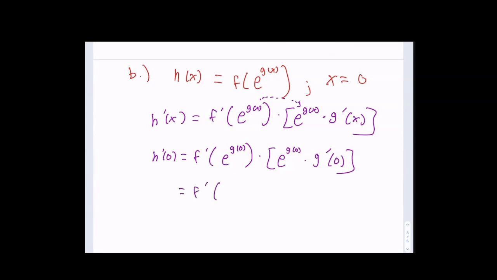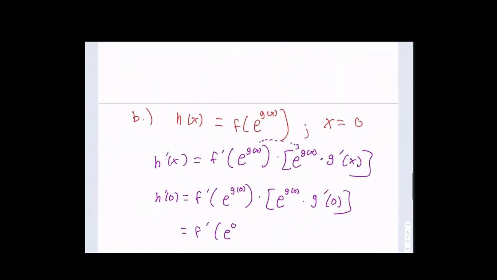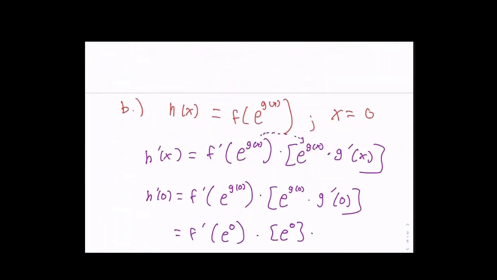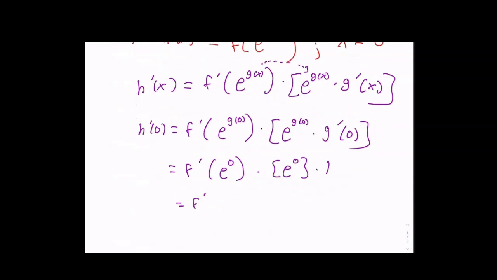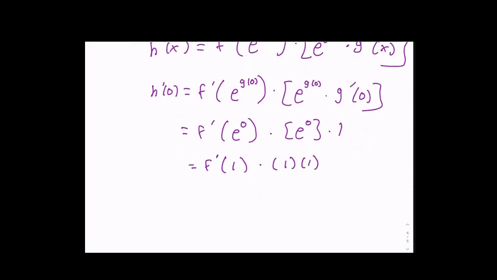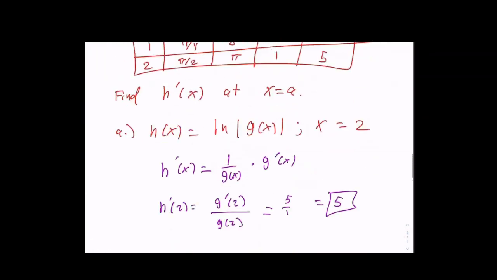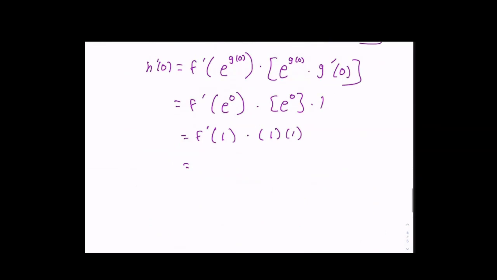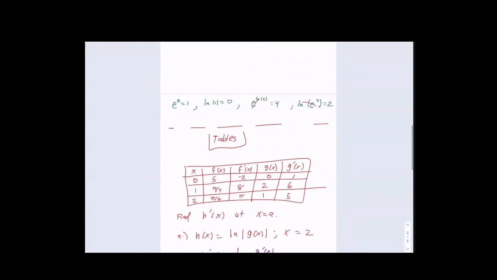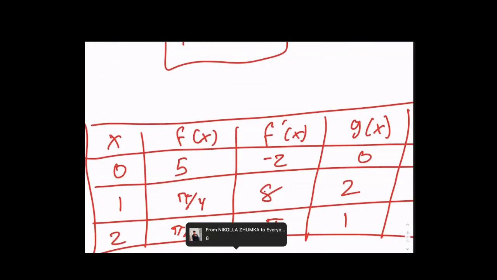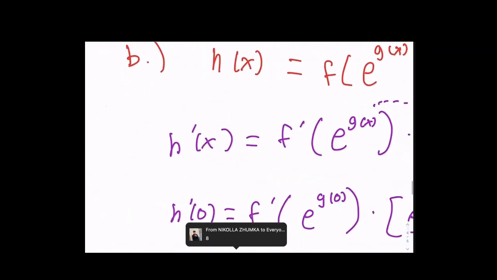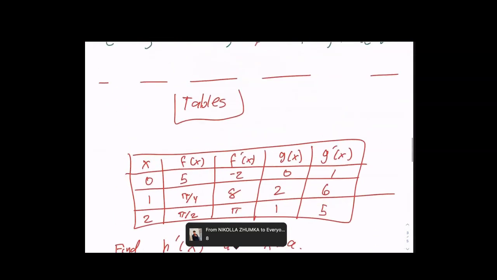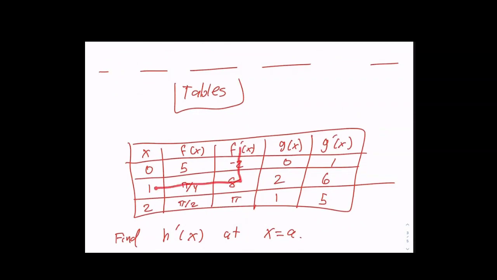All right, this gives me f prime of e to the 0. g of 0 is 0, e to the 0 is 1, and what's g prime of 0? 1. So this becomes f prime of 1 times 1 times 1. Okay, so that's all just 1. Which gives me f prime of 1. Which gives me what? 1. Oh, wait. Thank you, Nicola. It is 8, people. f prime of 1 is 8. f prime of 1 is 8.